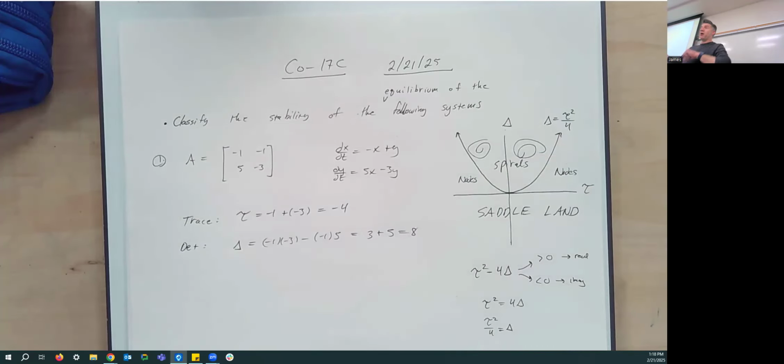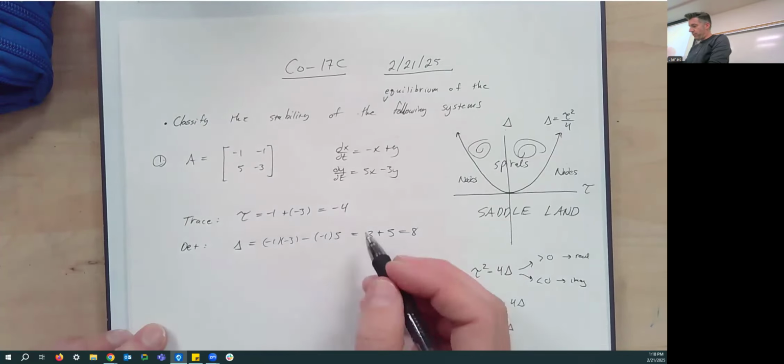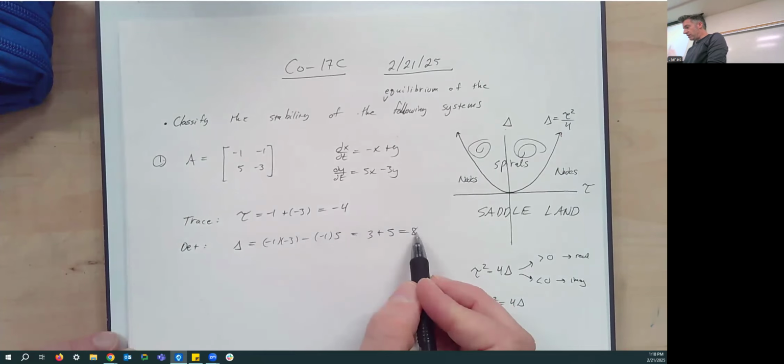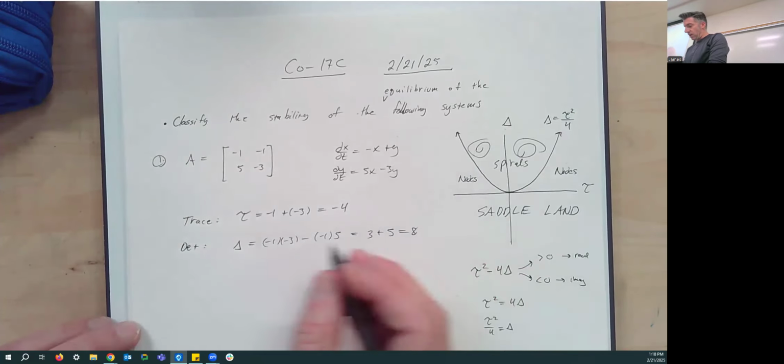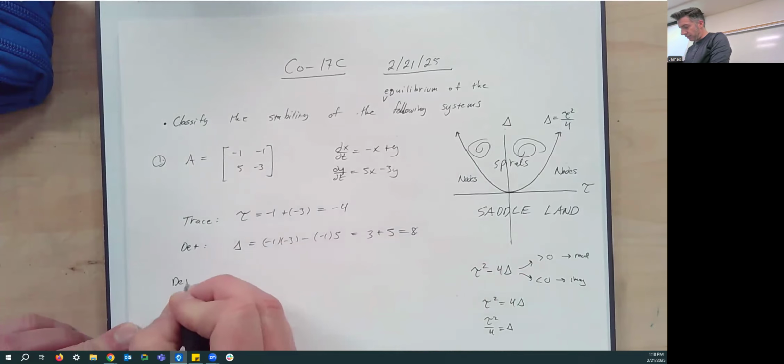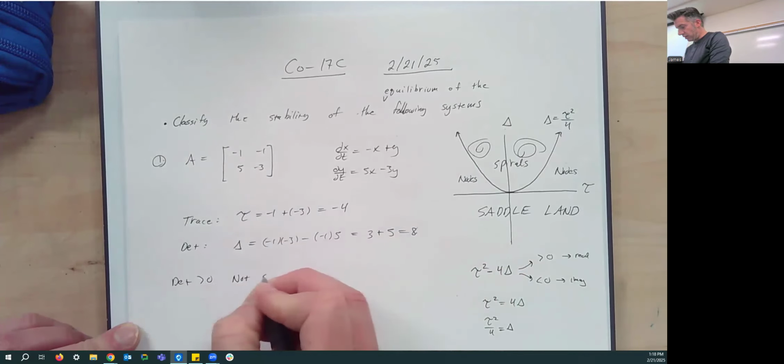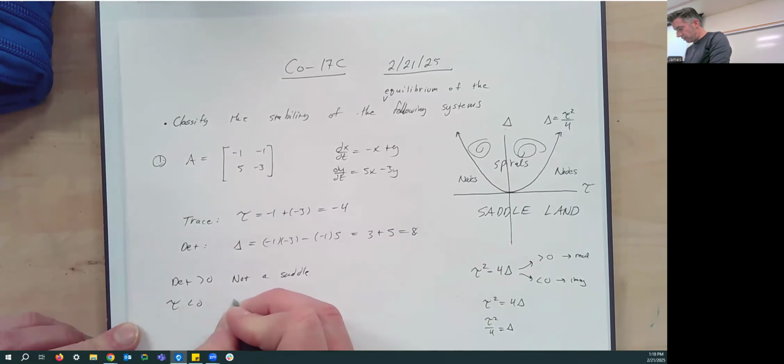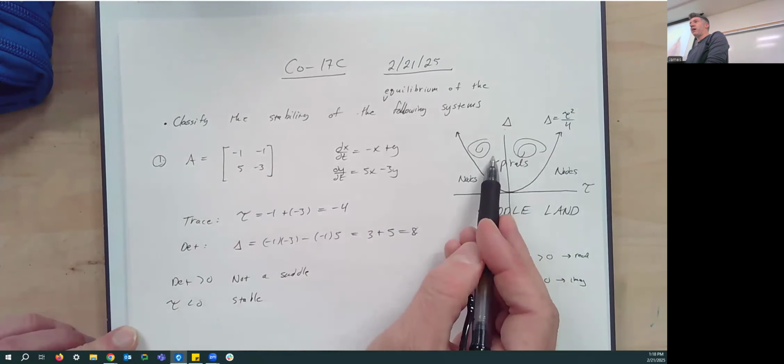Stable on the left, unstable on the right. So stable if tau is negative, right? If your real part is negative, if your eigenvalues are negative, we get stability. Unstable if tau is positive. So the question is, do we have a spiral or a node? Because tau, so determinant positive, not a saddle. Tau negative, stable. And then are we above this line or below this line?